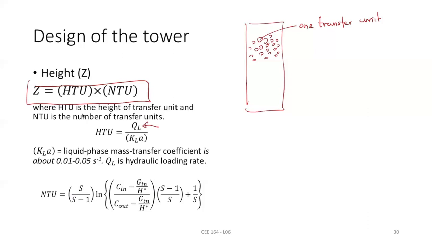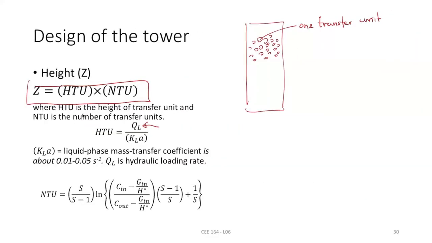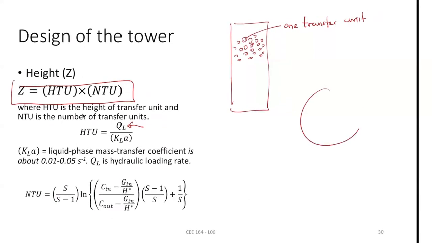I'm just going to explain what that means. QL is the amount of water you are adding, the hydraulic loading rate, meaning the water loading rate, and KL times A is the mass transfer rate of pollutants going across the system. So let's say this is the transfer unit, and all the water will flow across it. Imagine this is water, and as it moves, let's say water is being poured. So this is how the water is moving.